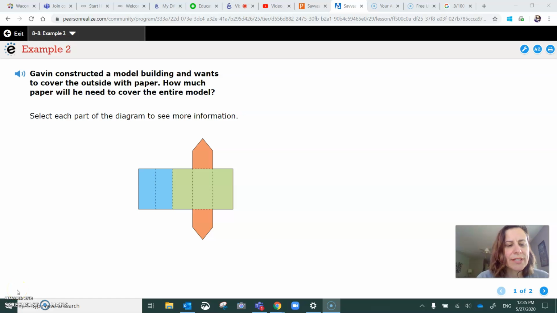8.8 example 2 doesn't have a try it with it, but I do want to give you a vocab word here. When you take a three-dimensional figure and you open it up and lie it flat, almost like it's wrapping paper, it's called a net. N-E-T, net. Nets are really handy because if you're looking for surface area of a figure, you could find the area of each portion of that net and then add it together like you did for the composite figure earlier.